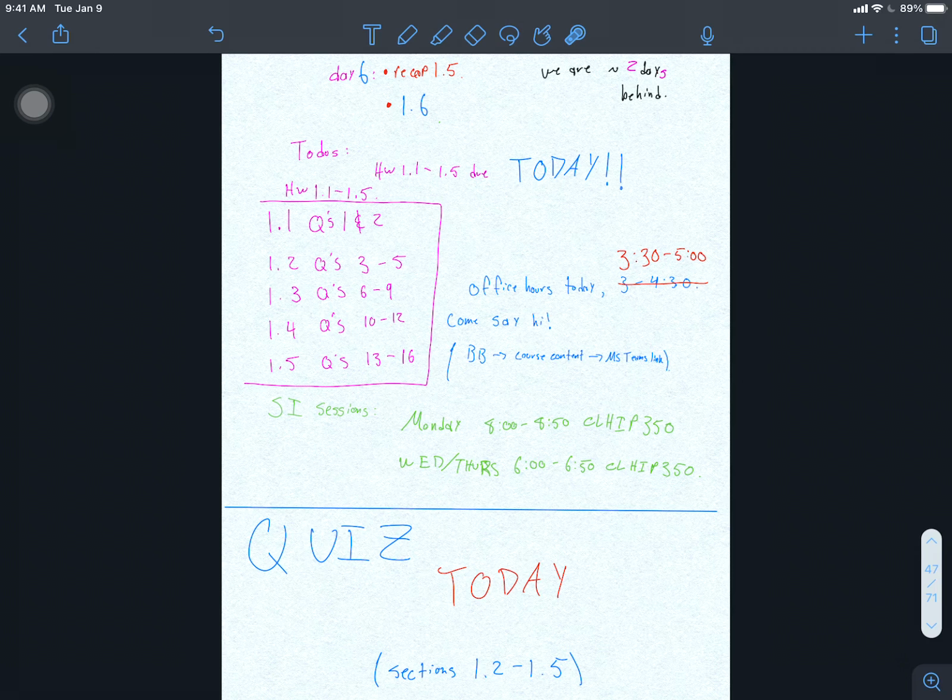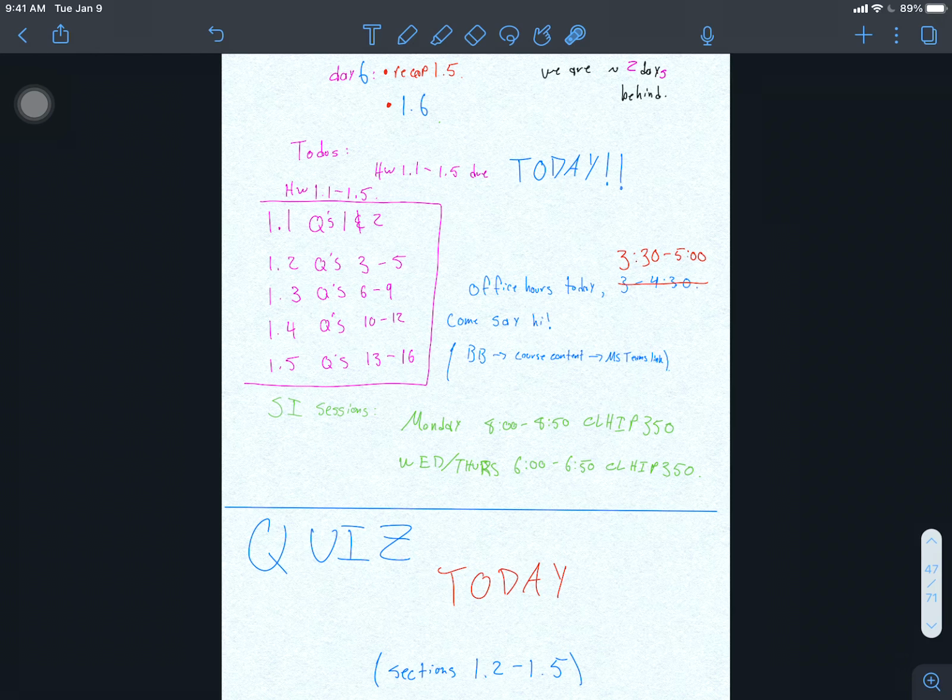Okay, good afternoon, everyone. So today we're going to cover the next section, which is section 1.6 on logarithms. And then we're going to have a quiz at the end of class. So I guess a couple announcements. We're still 2 days behind in terms of the schedule, so just keep that in mind if you're tracking the syllabus.